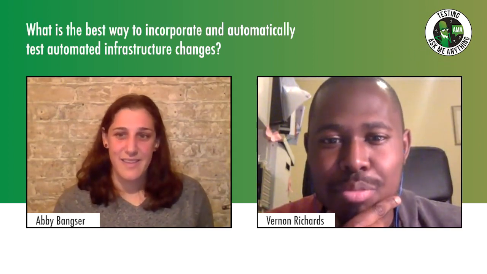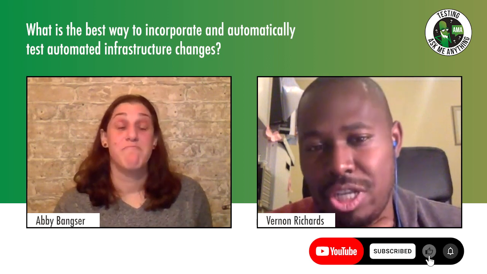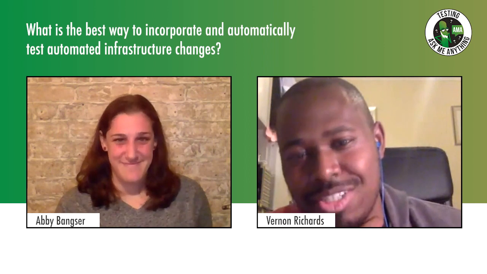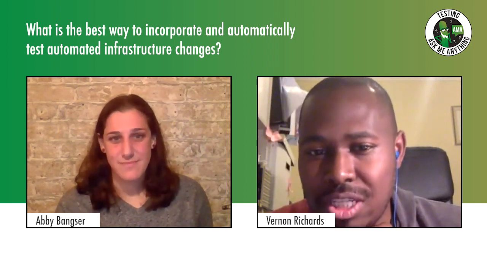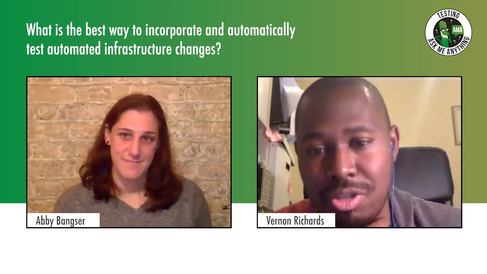What's, in your opinion, the best way to incorporate and automatically test automated infrastructure changes? Introducing a network change, a new library version, a config change, etc. So we usually talk about CD for applications, but what about changes on the infrastructure that the app relies on?